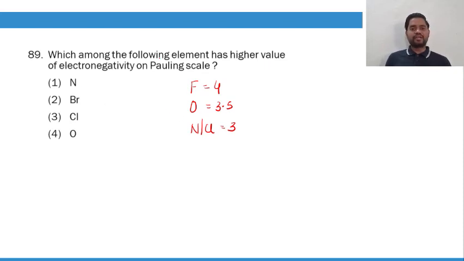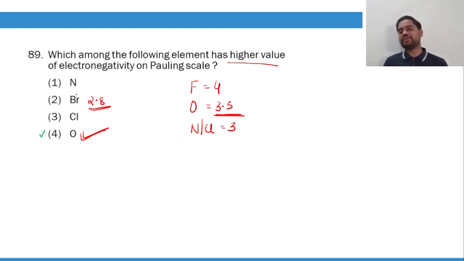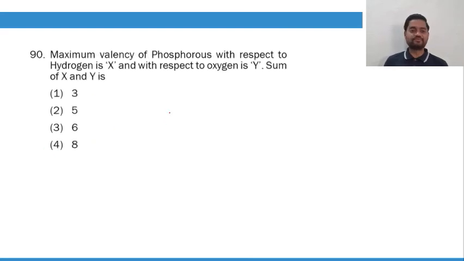What they have asked is which of the following elements has the higher value. So fluorine is not there, but oxygen is there. Bromine is around 2.8, if my knowledge serves me right. Just make a note of it. But I am certainly sure that after fluorine, what comes is oxygen. So after fluorine, the next most electronegative atom is oxygen. Question 89, option number 4 is the right answer.